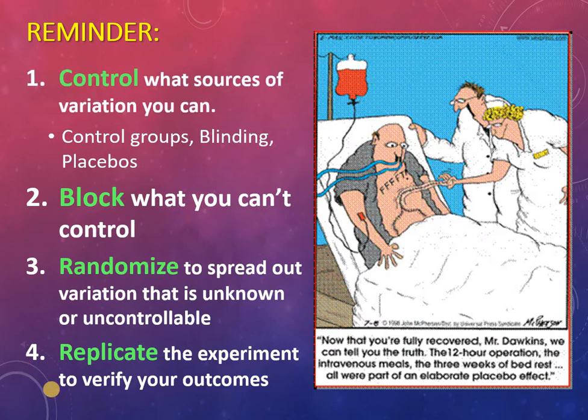So I love this. Now that you're fully recovered, Mr. Dawkins, we can tell you the truth. The 12-hour operation, the intravenous meals, the 3 weeks of bed rest were all part of an elaborate placebo effect. And she's peeling the sticker of stitches off of his chest. I think that would be like, what? 3 weeks of intravenous meals? Oh, heck no. I didn't realize they were going to do that.